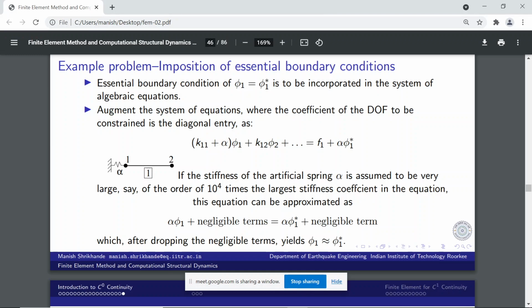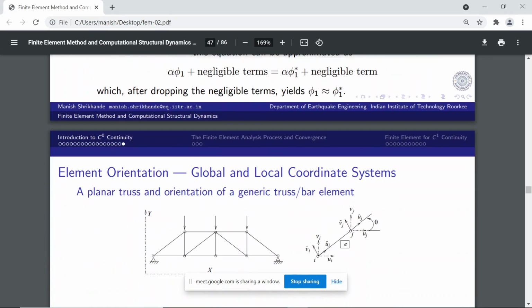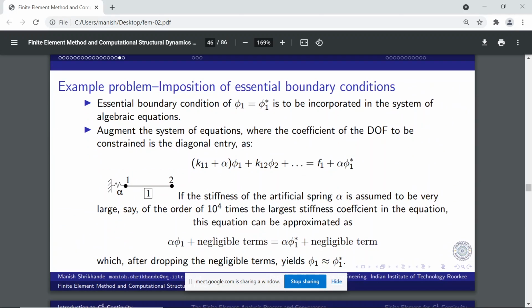So once this task is done, the system of equations can be solved, and the rest of the unknown variables, phi 2, phi 3, phi 4, can be computed from this assembled system of equations, k phi is equal to f. And that will complete the solution of the entire problem. And if we wish to find the axial thrust, then we go back to the individual element nodal deformations, primary variables phi 1, phi 2, phi 3, phi 4 that have been computed as a result of this algebraic solution.